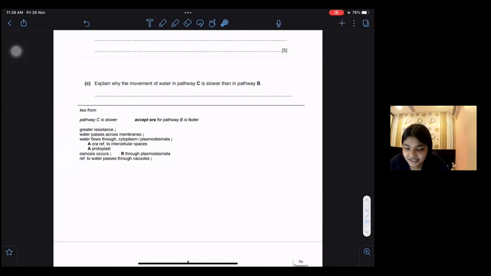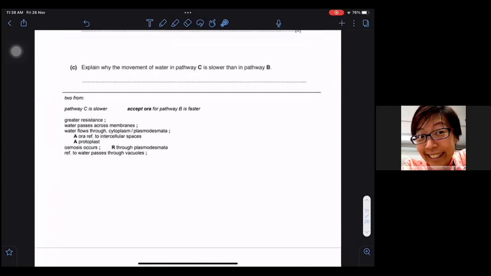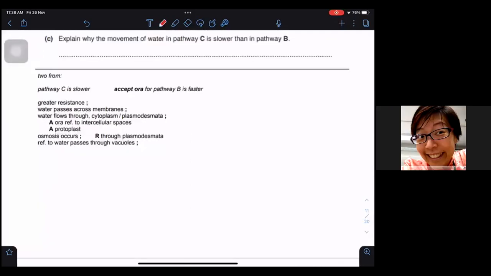So the water is passing through the cell surface membrane. When it first enters the cell, it has to go through the cell surface membrane, so slower. Then inside the cell, it might also pass through the tonoplast. When it passes through the tonoplast, another 2 layers of membrane it needs to pass through, so that gives a high resistance to flow.